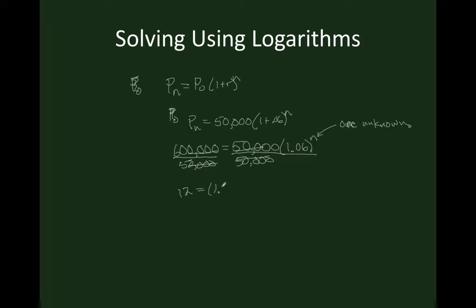And so notice by dividing by the 50,000 on both sides, I end up with a simpler form of the equation. It's supposed to be a 0. So now the n up here in the exponent is a little bit of an issue. And to deal with that, we actually use a logarithm.